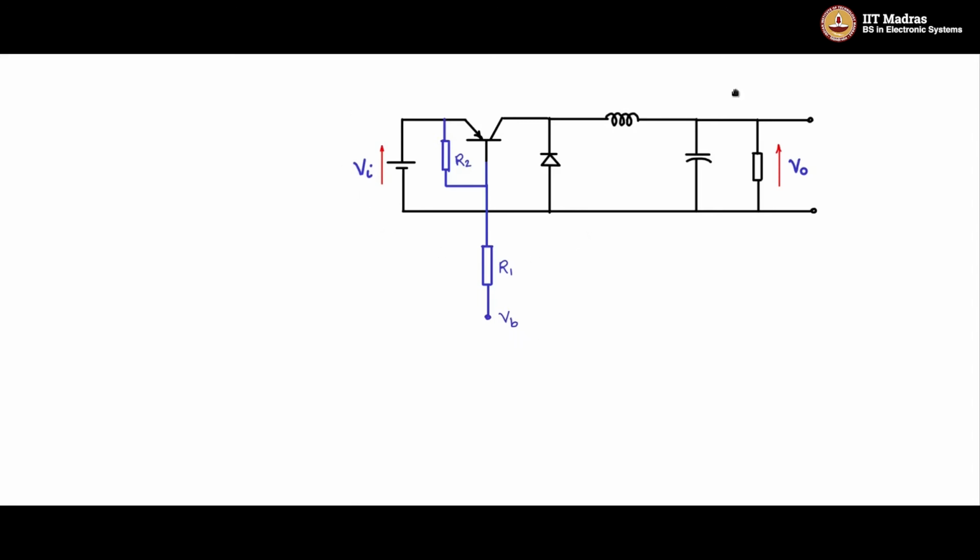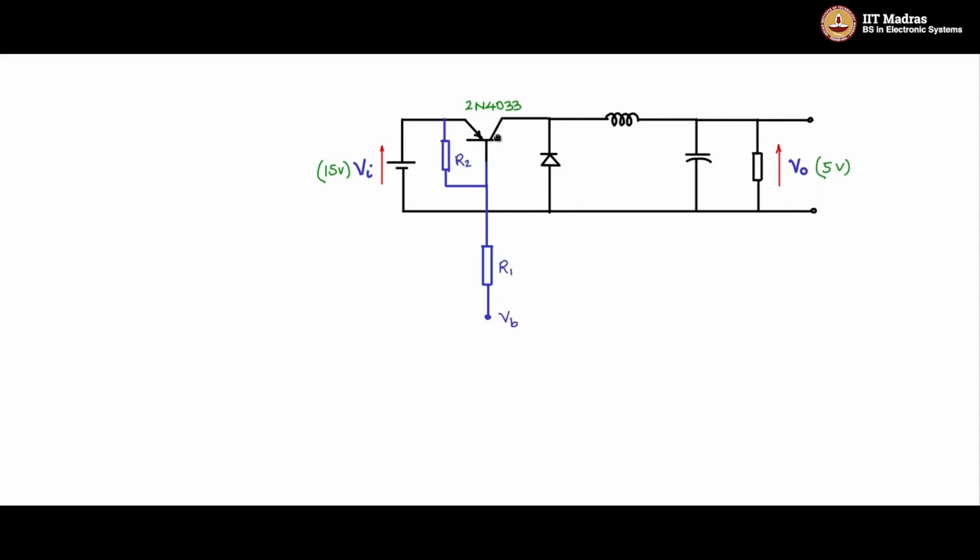In fact, to make this a practical circuit, I can recommend that you try implementing this. It is possible. You just take a 15 volts laboratory power supply. This will be your 15 volts input. You can design for a 5 volts output. You can use a 2N4033 BJT transistor.